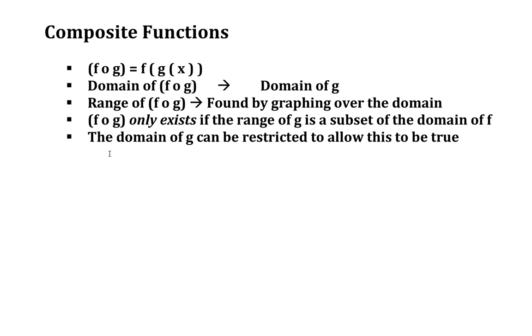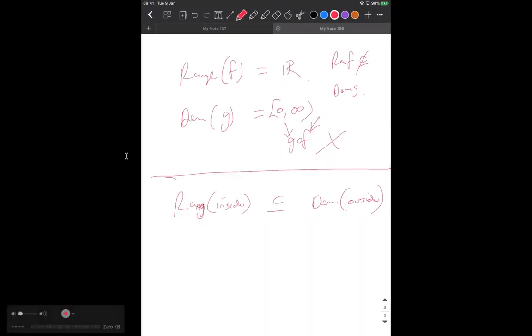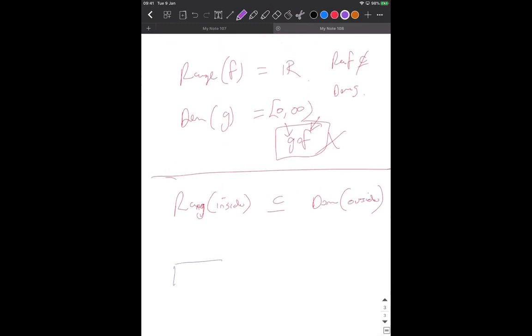Now, the last sentence here said the domain of g can be restricted to allow this to be true. So we can ensure that g of f works here as long as we restrict the domain of the inside one so that the range of the inside one fits inside the domain of the outside one. So in other words, if we go back to that conveyor belt system, this was y equals x, this was y equals root x. We have x values going in here, we get out y values, they become x values that go into here, and then we get y values out.